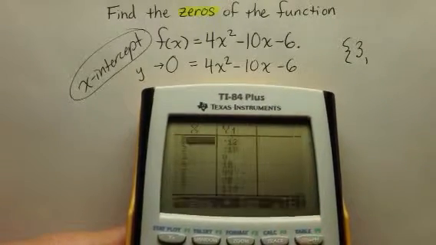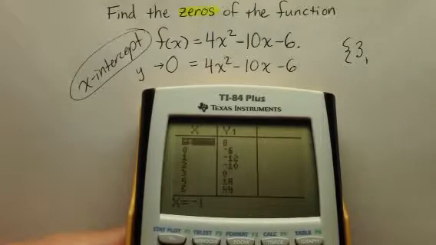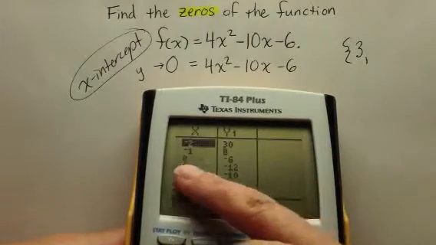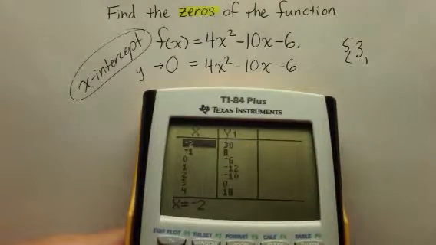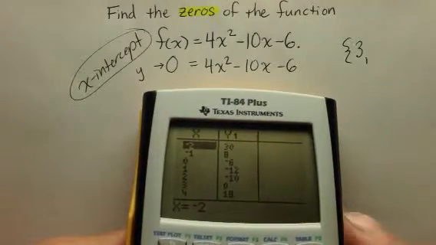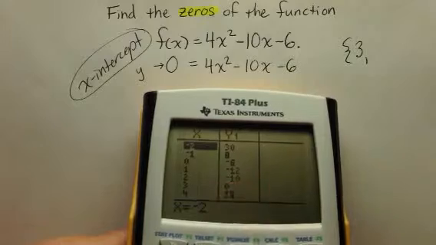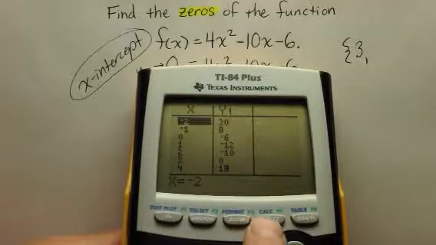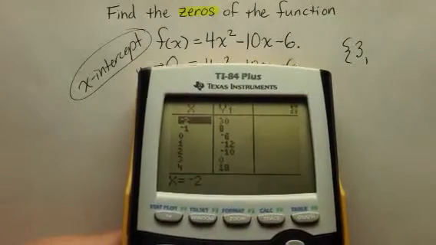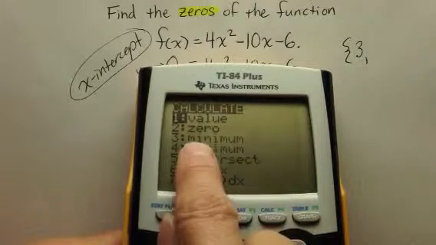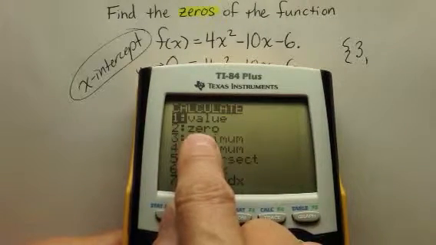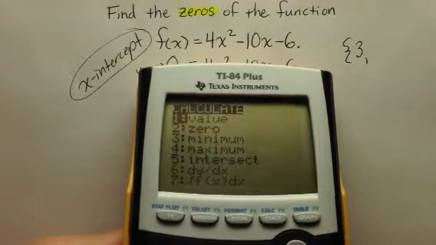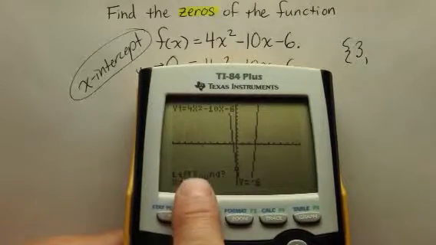Let's go back to the table. We thought it was around -1 or so. We can see that it's between 0 and -1 because that's where it goes from positive to negative. But we're not going to be able to see it in the table because it's not a whole number. So let's go to our calc function. Number 2 here is going to find us the zero of the function. It's going to ask us 3 questions.